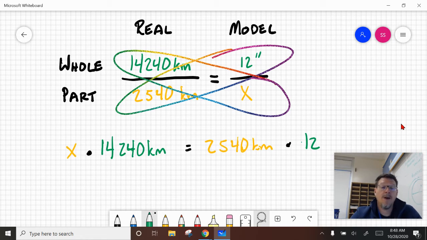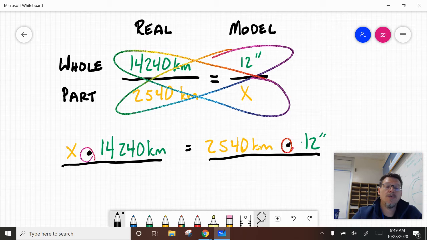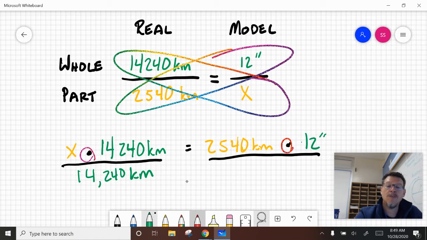All right, so how do we figure out what x is equal to? We have to solve this for x before we put it into the computer. I know that math teachers tell us that we should do the math we know first, so normally you would take 2,540 and multiply it by 12, but I want you to hold off on that for a second. I want to focus on getting x by itself. To do that, we have to use our opposite operations. We notice that we're multiplying, and the opposite operation of multiplication is division. So I'm going to divide by the number that x is being multiplied by, 14,240 kilometers. So that is going to cancel out. So are the kilometers, which is actually going to be important.